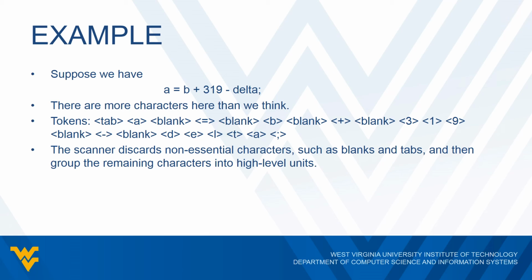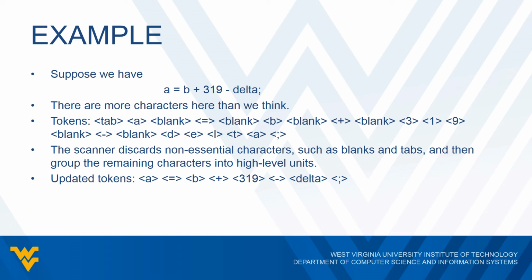So basically, we can take out all of the tabs and all of the blank spaces, and this is what we would get as our set of updated tokens. We would have the A, the equal sign, the B, the plus, the 319, the minus sign, the delta, and the semicolon. So now our compiler no longer has to deal with the individual characters, but instead it can work at the levels of symbols, numbers, and operators.